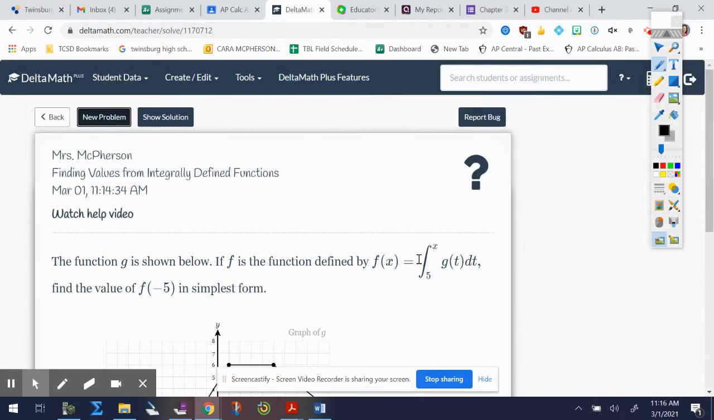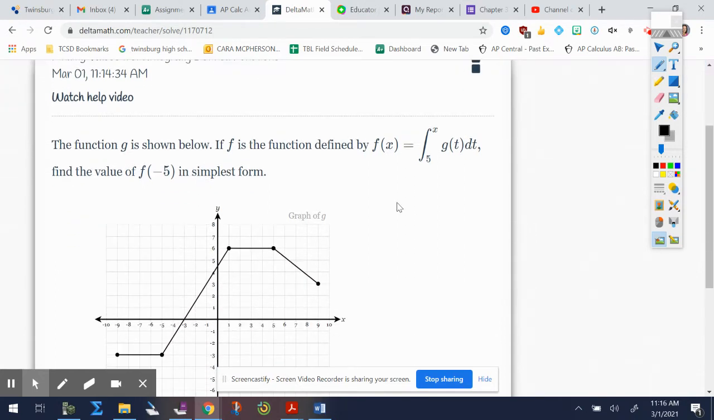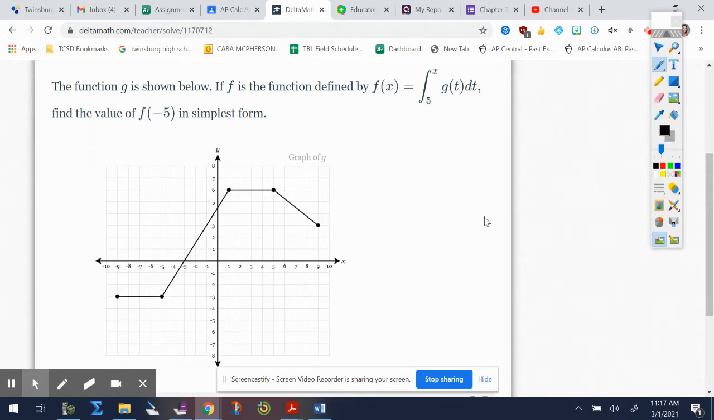So this section in Delta Math is called Finding Values from Integrally Defined Functions. You are going to be given a function, they're going to call it f pretty much every time, that's going to represent a definite integral. You're going to have one of the boundaries, I think it's always the top boundary, be a variable, and they're either going to ask you for f of a number, f prime of a number, or f double prime of a number. So they have three different options. I would like to take you through one of each, and I'll cycle through these problems until I find a good one of each.